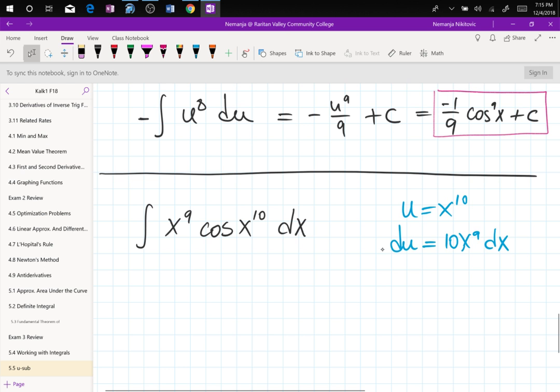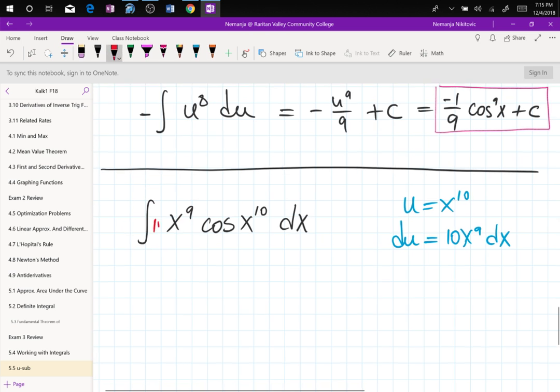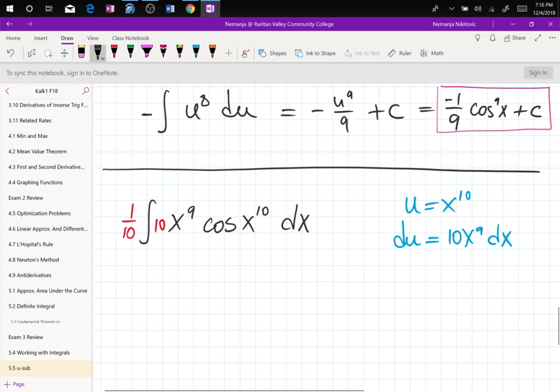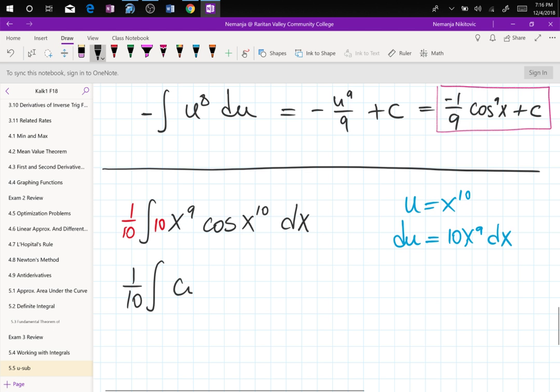So we don't have a 10. You notice how I write these integrals? I always leave space there because I know I'll have to sneak in a number. So 10 and 1 over 10. This gives me 1 over 10 integral cosine u du.